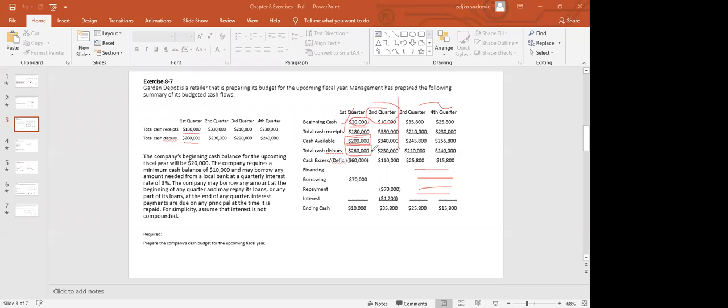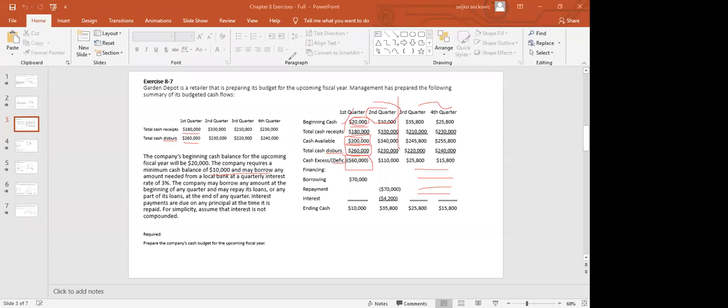So you need to review this in the lecture. So here we have 260 cash disbursement. So we are basically short $60,000. So we need to borrow money, right? Borrow money to pay for this. We have to pay for this. What's the policy? The policy of the company is to have at least $10,000 at the end of each month.